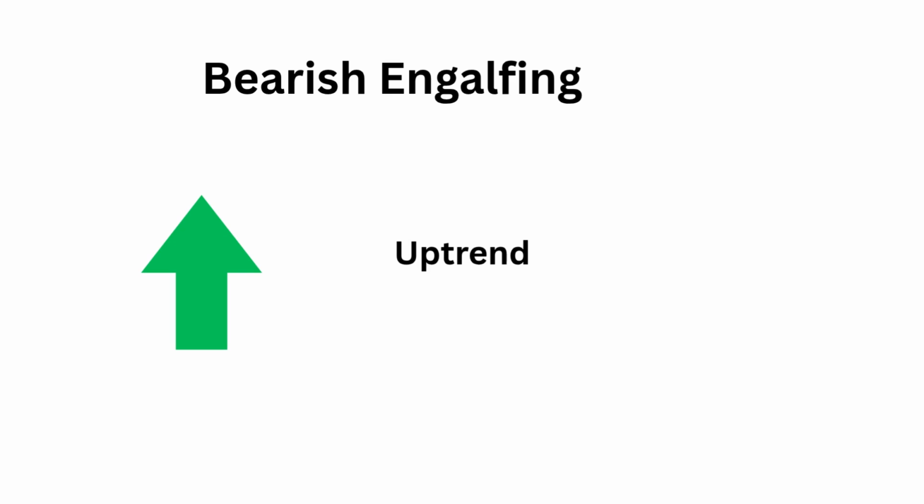You'll see two candles. The first one is a small bullish candle. It opens low and closes higher. The second one is a large bearish candle that opens above the first candle's close and closes below its open. So visually, that big red candle completely swallows or engulfs the small green one before it. That's why it's called bearish engulfing.